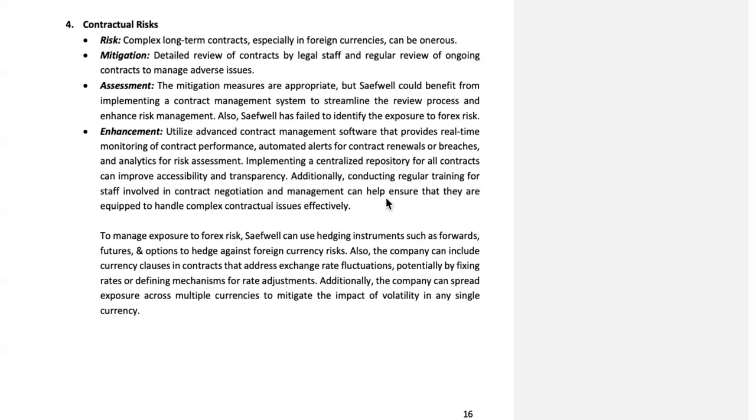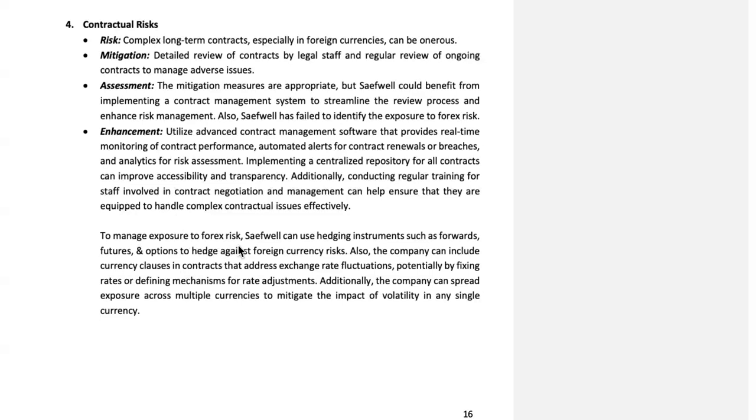And additionally, it's best to conduct regular training for staff involved with contract negotiation to make sure that when we sign the contract, there aren't any hiccups, which will help us prevent our exposure towards contractual risk, and also to ensure that they are equipped to handle complex contractual issues in an effective manner.